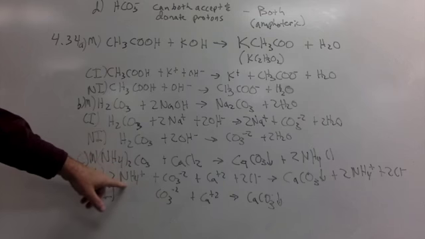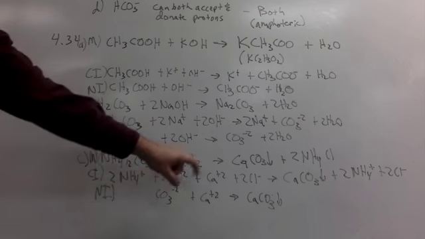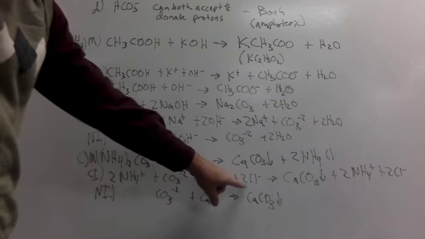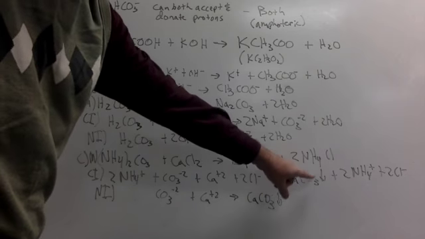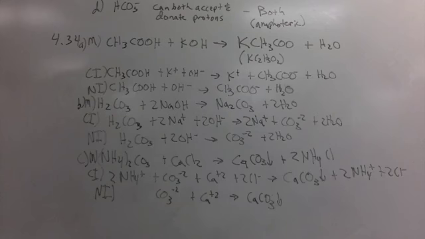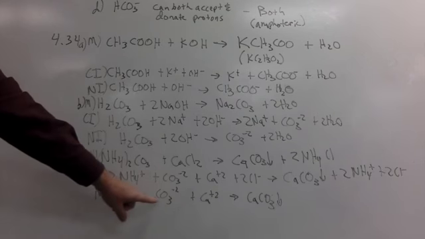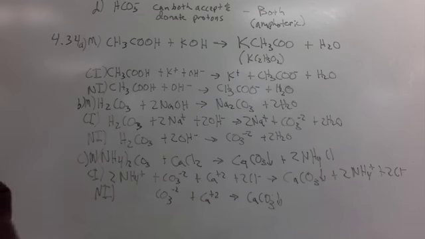So if we dissolve the ammonium carbonate, we get NH4+ and carbonate. The calcium chloride dissolves, gives me calcium 2+ and 2 chlorides. The calcium carbonate does not stay dissolved, it precipitates. The ammonium chloride is soluble. So the net ionic is just the carbonate from the ammonium carbonate and the calcium from the calcium chloride precipitating calcium carbonate.